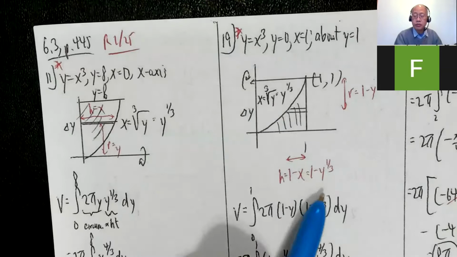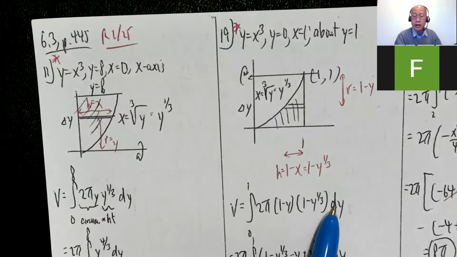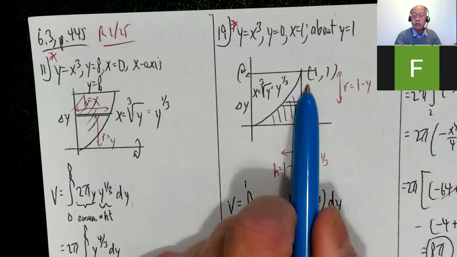So I need to change everything to y. Since I'm integrating delta y, this becomes a dy. So when I'm integrating dy, this expression cannot have any x's in it. So yes, this is 1 minus x, but I don't leave it as x. I change it to y to the 1/3 power.